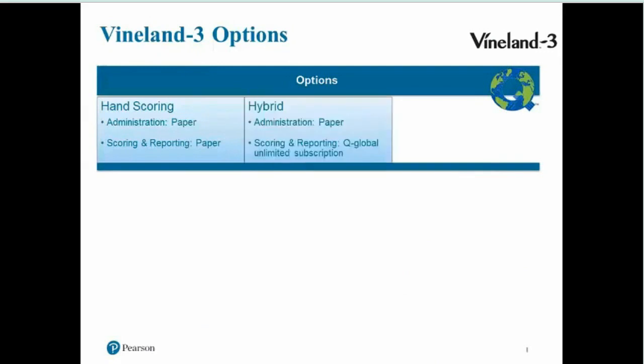You can do a hybrid, which means you could administer it via the paper forms and then data enter the results into the QGlobal platform so that you can generate a report. Or you can be completely green, all digital, meaning you're administering it on QGlobal on the computer, and the computer then generates the scores and the report for you.